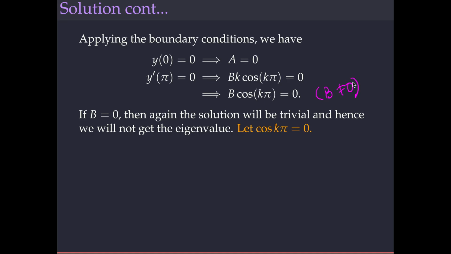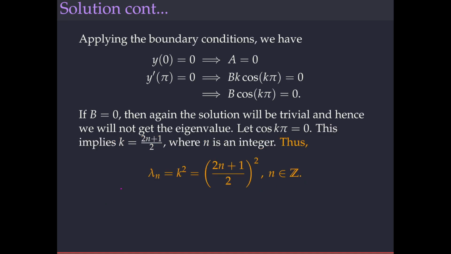Cosine k pi is 0, it means that what? k pi will be what? It's (2n plus 1) pi by 2, because it's just the odd multiples of pi by 2. Only then this cosine value is 0. Then what is k? k is (2n plus 1) by 2, where n is an integer. So therefore, what is lambda? Lambda was k square, so I'm writing it as lambda n. Lambda n equals k square, so this is ((2n plus 1) by 2) square, where n is an integer.